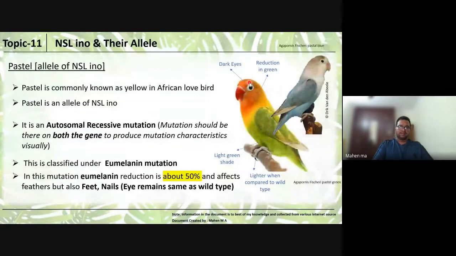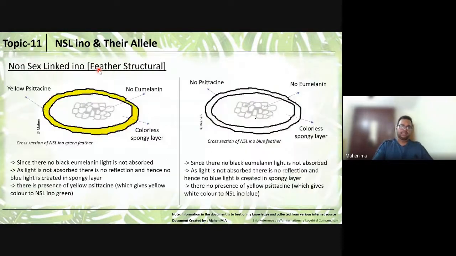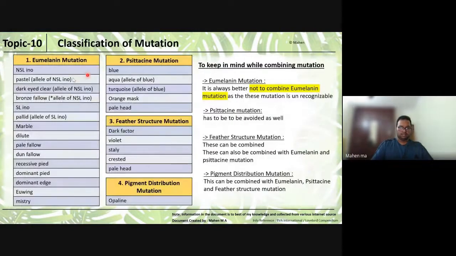Now I'll explain what pastel is and why it is called an allele of NSL Ino. Or maybe why it is called that, I'll explain later. But pastel is called the allele of NSL Ino. I just showed here, right? So NSL Ino is there, pastel is there, dark eye clear, that is Dec, is there, and bronze fallow is there. So all these mutations are called the alleles of NSL Ino. Why, I'll explain to you later.